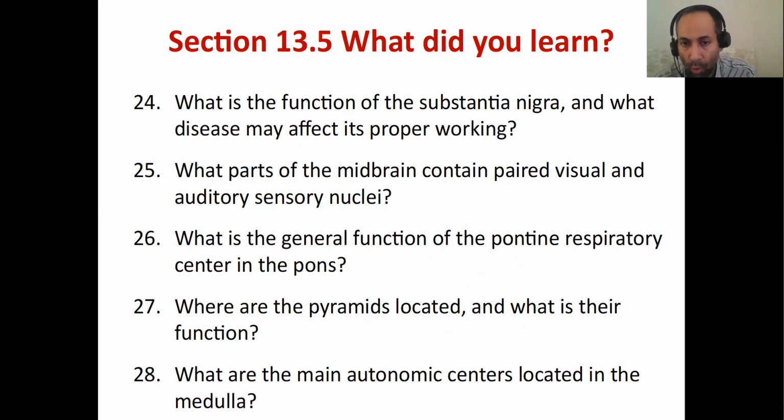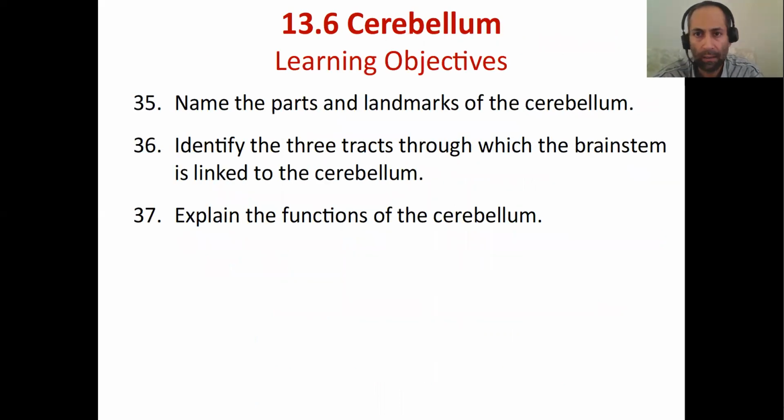Where are the pyramids located in your brainstem? Their function: pyramids basically are the regions of the brainstem where the fibers cross over. So the right side of the brain controls the left half of the body and vice versa, okay? What are the main autonomic centers located in the medulla? Your respiratory center, your cardiac center, and your blood pressure controlling vasomotor center, okay?